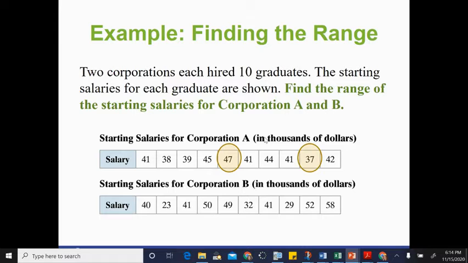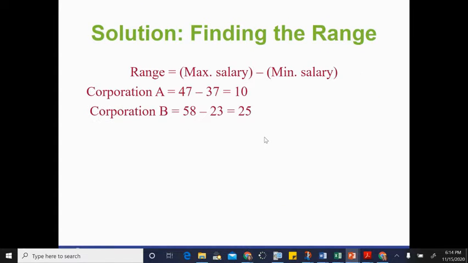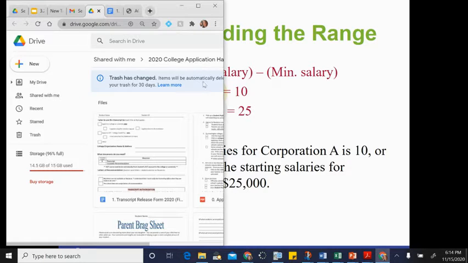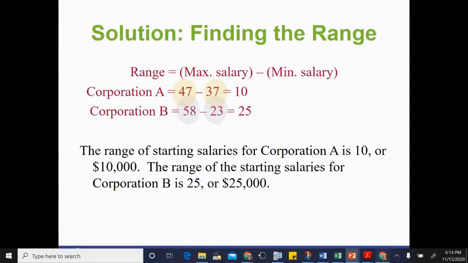Do the same idea for Corporation B. The lowest and the highest, and subtract them. 58 minus 23. So that's what this whole thing here says, right? The 47 minus 37 and the 58 minus 23. So the range of the starting salaries for Corporation A is 10 or $10,000 because this is in thousands of dollars. And the range of the starting salaries for Corporation B is 25 or 25,000.